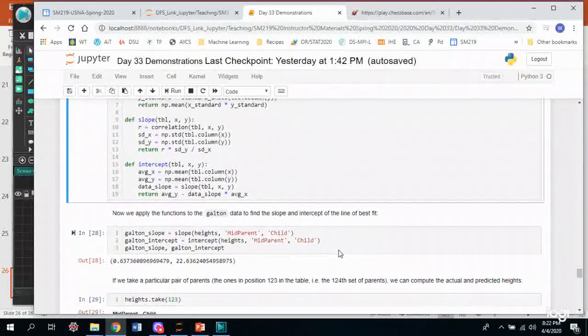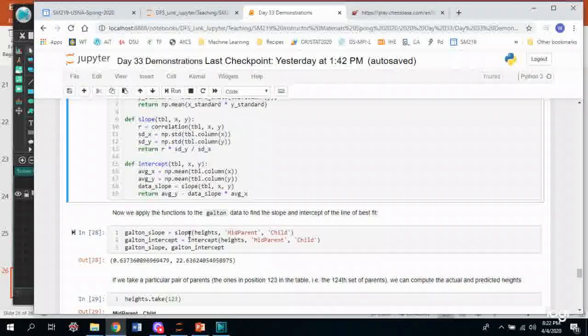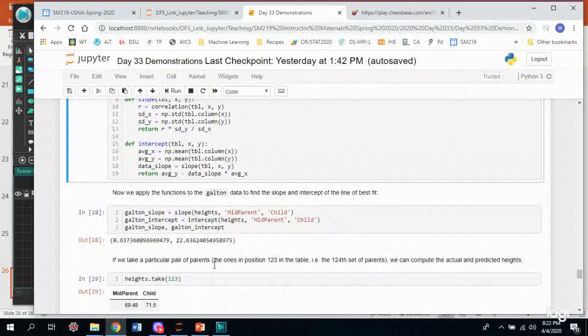So let's apply these functions to the Galton data and find the slope and intercept of the line of best fit there. And when you do that, you find that we can use the slope and intercept commands and print out what we get. And we see that the slope is about 0.63 and that the intercept is about 22. And why do we care about those numbers? Well, first, they're kind of interesting numbers that tell us something about how the heights of children and parents are related, but also they help us predict the heights of children.